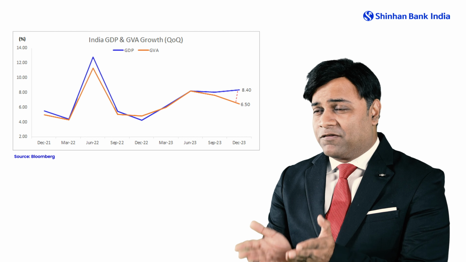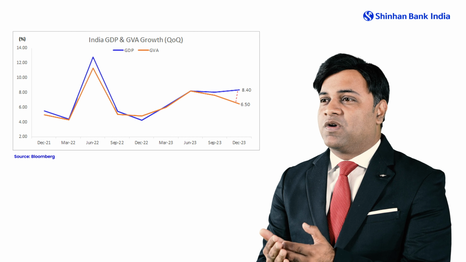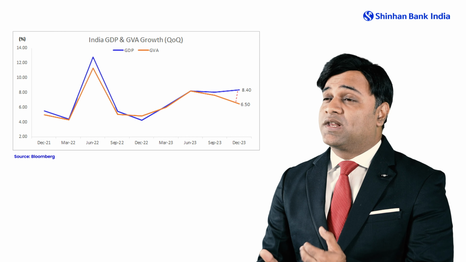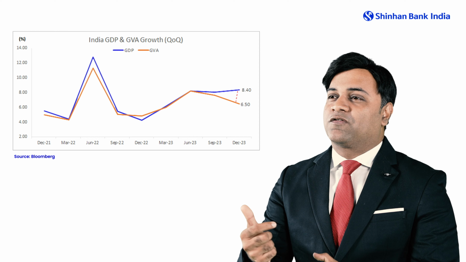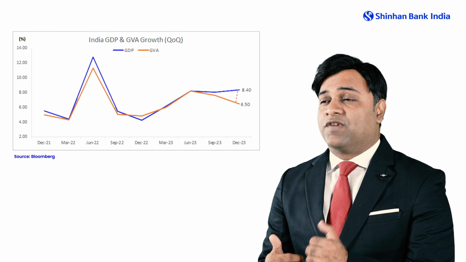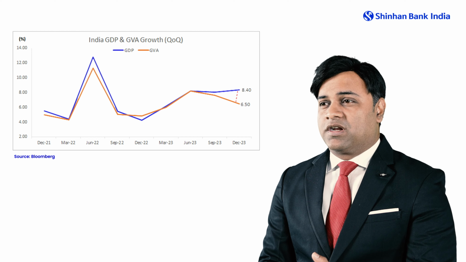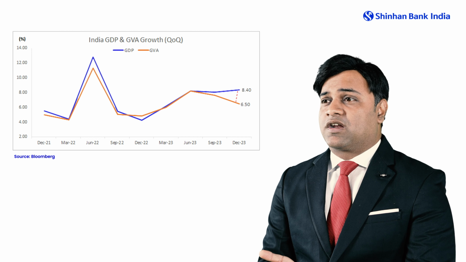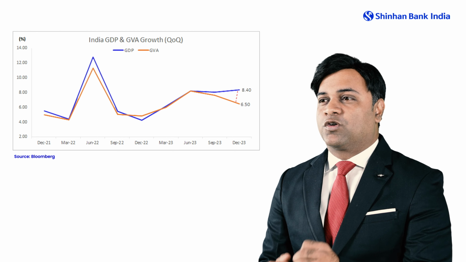Because the difference between the GDP and the GVA number used to be around 20 to 30 basis points, which has now widened to 190 basis points. So irrespective, we are seeing a higher GDP number broadly, but the GVA number is to be considered very closely. As per the RBI bulletin recently, we have seen that India still continues to sustain at around 8% plus levels in terms of the growth numbers.